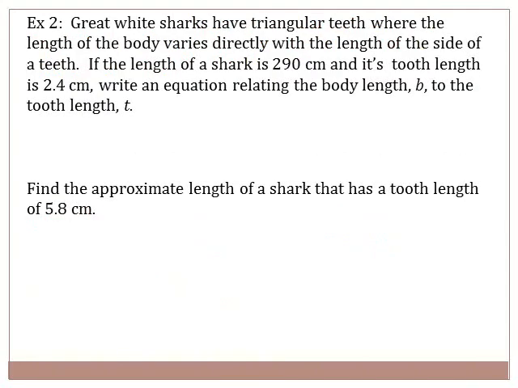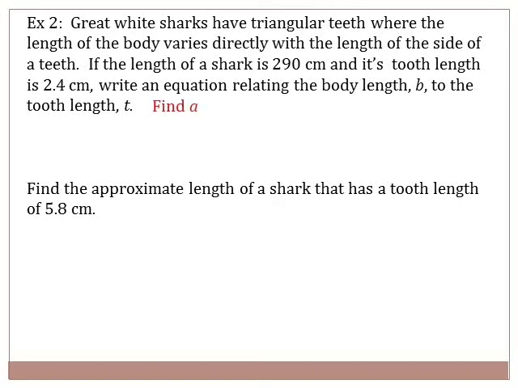Next, great white sharks have triangular teeth, where the length of the body varies directly with the length of the side of a tooth, not teeth. If the length of a shark is 290 centimeters and its tooth length is 2.4 centimeters, write an equation relating the body length to the tooth length. So again, we still need to find the constant of variation. This is saying that the bigger the tooth, the bigger the shark.